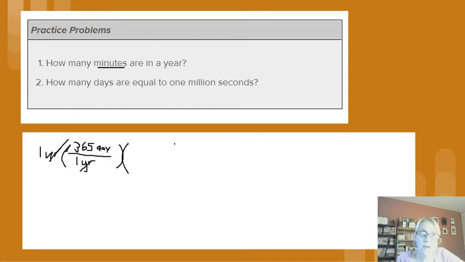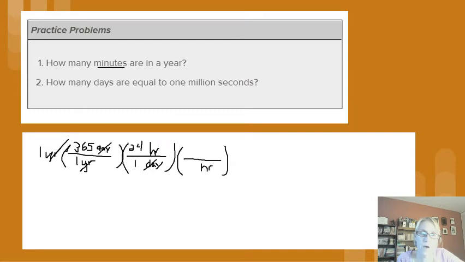All right, so now I need another conversion factor because we're not at minutes yet. So now I can know that 1 day, and I still don't really know how many minutes are in a day, but I know 1 day has 24 hours, right? So now days cross out and I'm left with hours. And now I need my hours to cross out, so I'm going to put hours on the bottom.